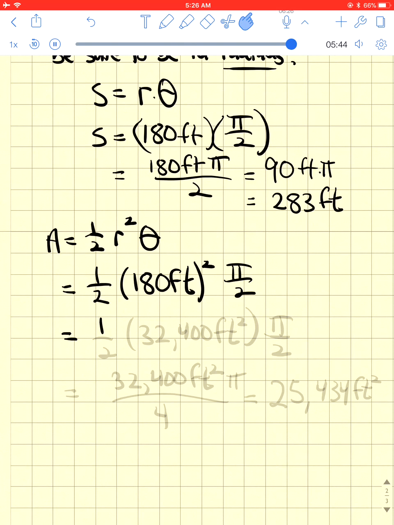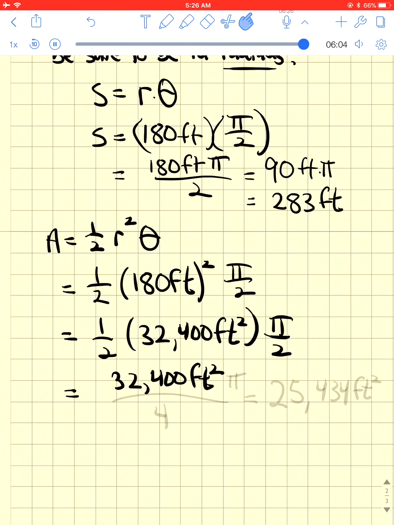And so now we can do this. This is going to be equal to 1/2. Evaluated in the calculator, 180 squared comes out to 32,400 feet squared times pi over 2. This is now 32,400 feet squared over 4 times pi, excuse me. And evaluated in the calculator, that comes out to 25,434 feet squared. Okay, and thank you for watching.